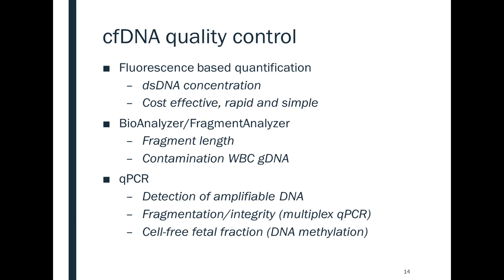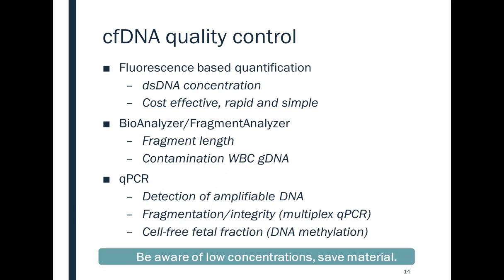Some labs use qPCR instead of Qubit and Bioanalyzer. This has the advantage of detection of amplifiable DNA in your sample. When you establish a multiplex qPCR amplifying different amplicon lengths, you could also get information about integrity of the sample. Besides that, a methylation-specific qPCR could quantify the cell-free fetal proportion in your sample. What kind of QC measurement you establish in your lab depends on your preferences and your lab equipment. Important is to not overmeasure the sample and to save material.